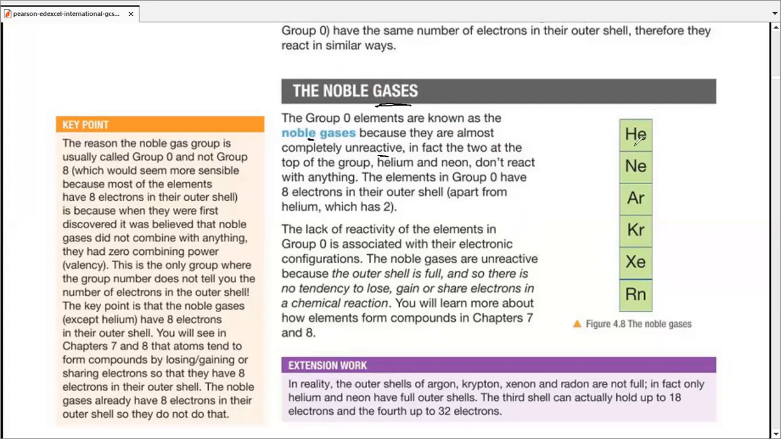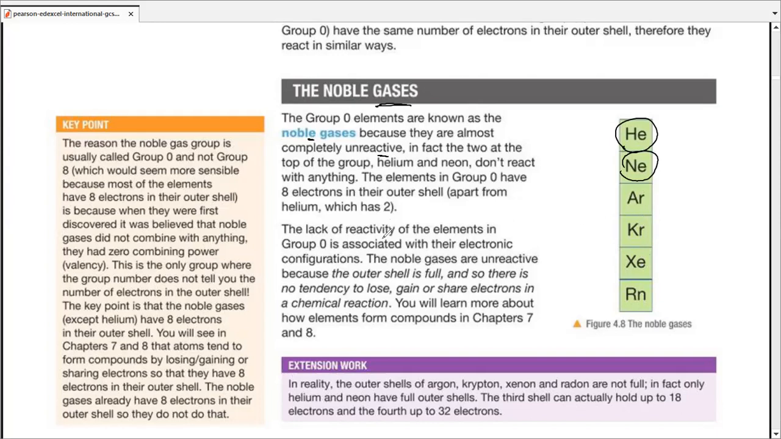In fact, the two at the top of the group, helium and neon, don't react with anything in the periodic table, with any element in the periodic table. For the rest of the elements, they have a few reactions, but that's about it, and they are still fairly unreactive. But unreactive doesn't mean they don't react with almost everything on the periodic table. They hardly react with two or three elements, and then they don't react with the rest.